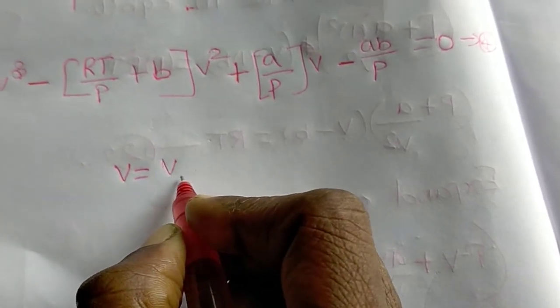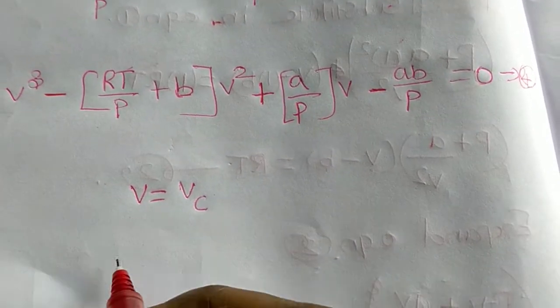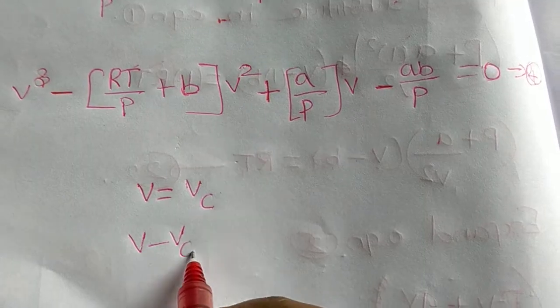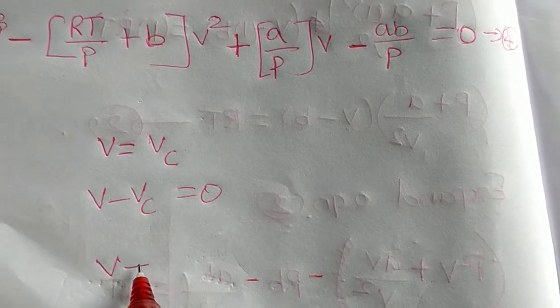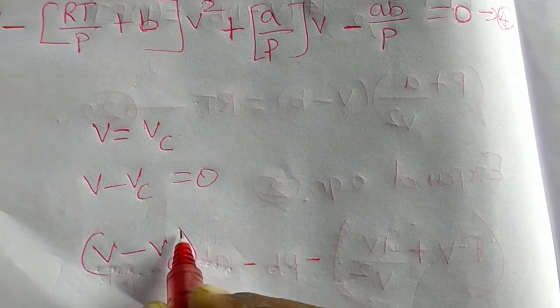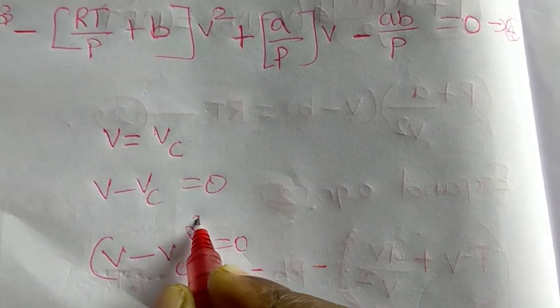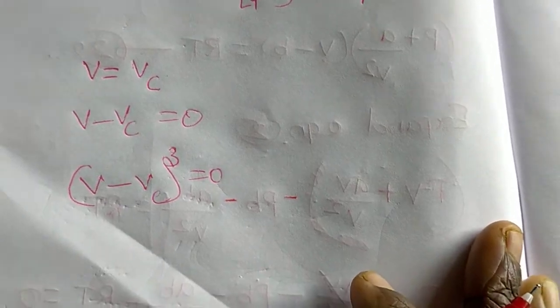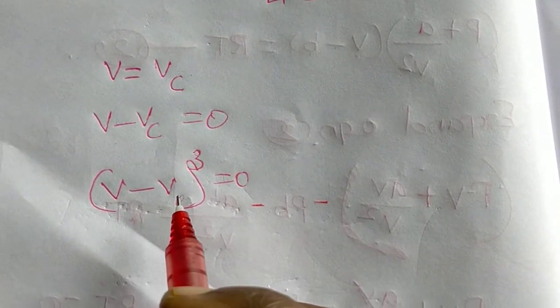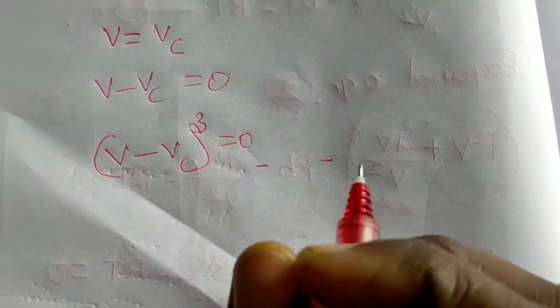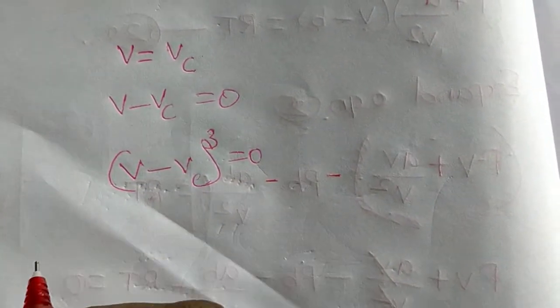So V is equal to Vc. Then take this one, V minus Vc is equal to 0. Then V minus Vc the whole cube is also equal to 0. So we are going to write the cubic equation for V minus Vc the whole cube. So what is the cubic equation for this one?